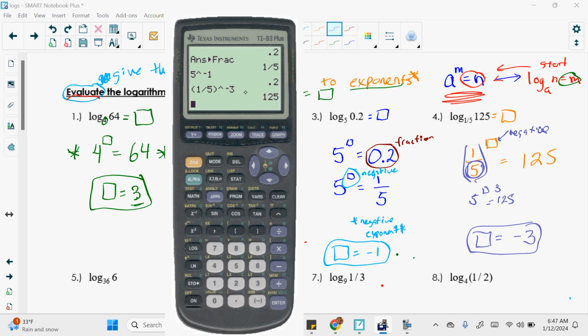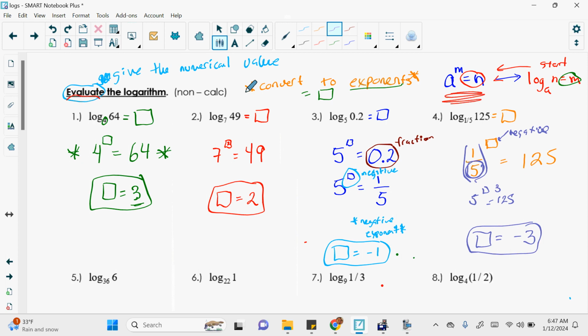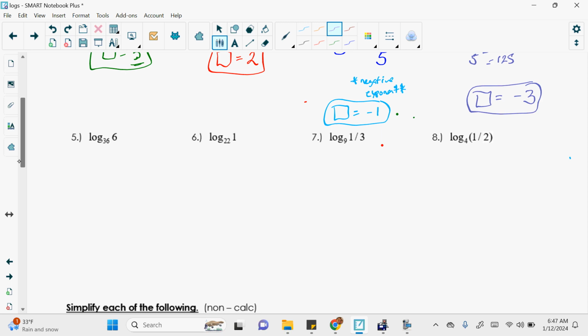But we're going to do number 8 here. So check this out. We got this. It's going to be equals box, because you always got to put that. So I'm going to go 4 to the box equals a half. Interesting. All right, 4 to the box equals half. Now, you might be saying to yourself, oh, I know what I have to do here.